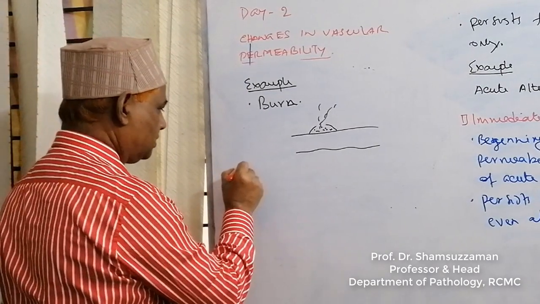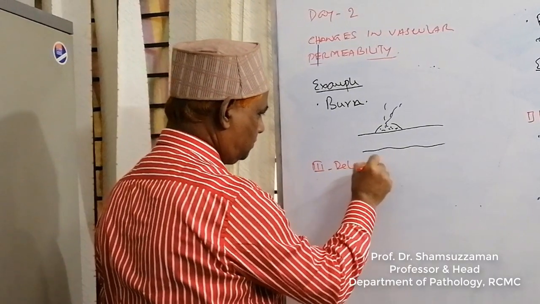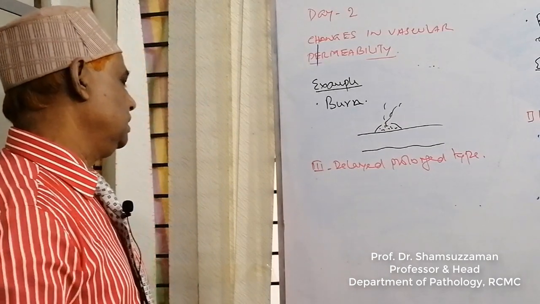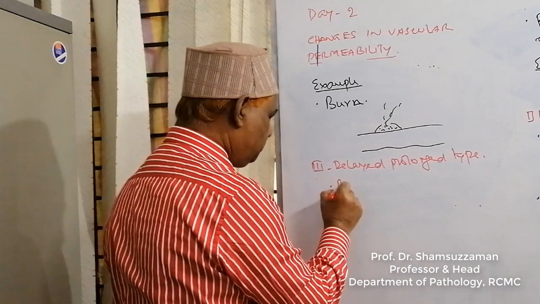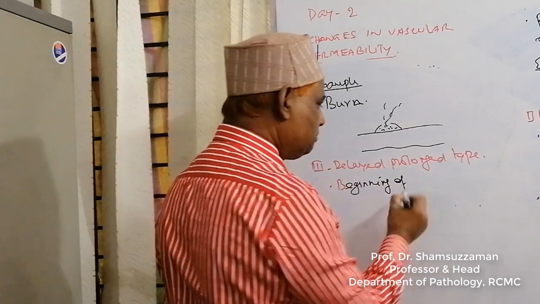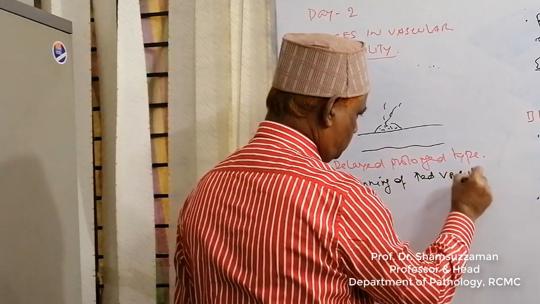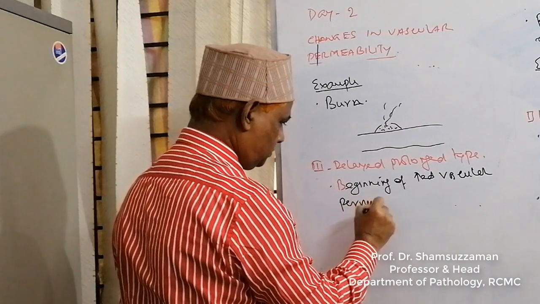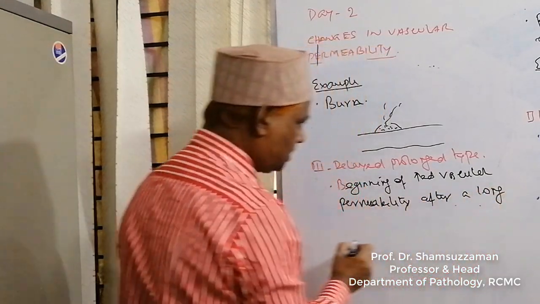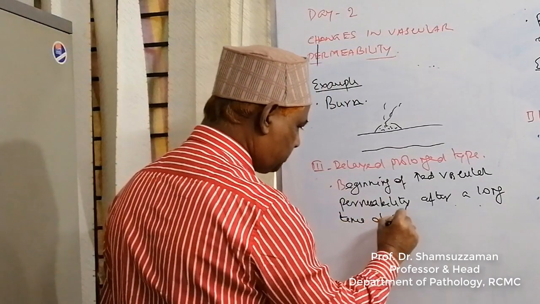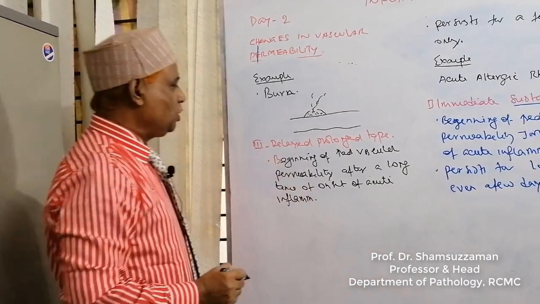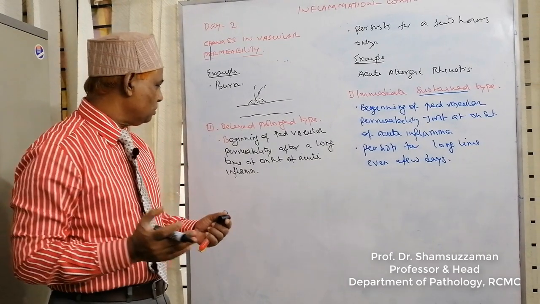Number three, delayed prolonged type. Delayed prolonged type of increased vascular permeability. What does it mean? It means beginning of increased vascular permeability after a long time of onset of acute inflammation.